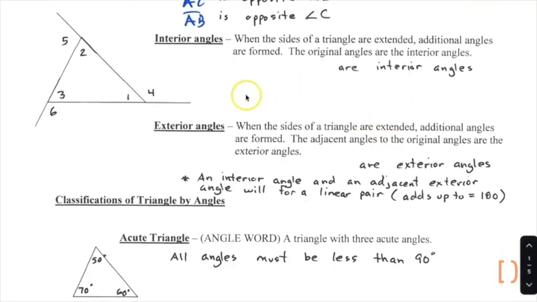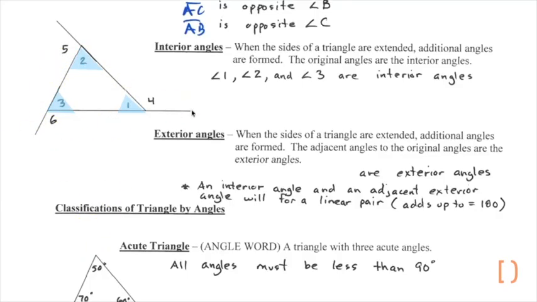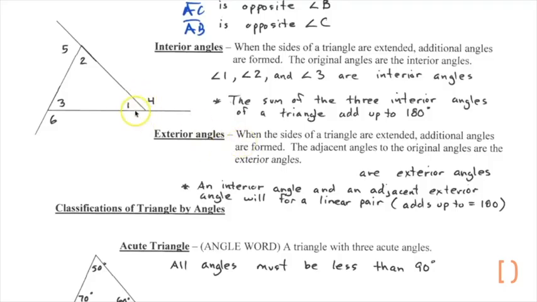Okay, interior angles and exterior angles. When you extend the sides of a triangle, you get either an interior angle, which are the inside angles, like 2, 3, and those are my interior angles. And don't forget that if you add up all the interior angles of a triangle, it equals 180. The exterior angles are going to be the outside angles, 4, 5, and 6. Those would be my exterior angles.